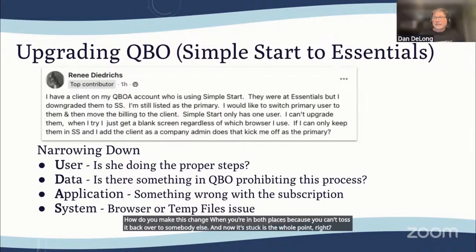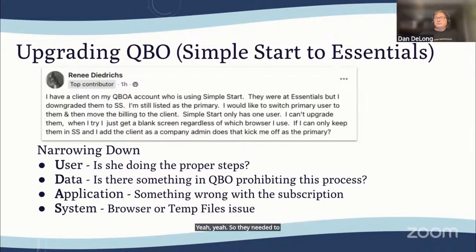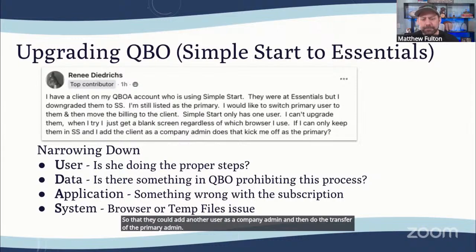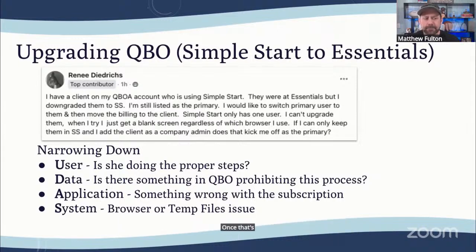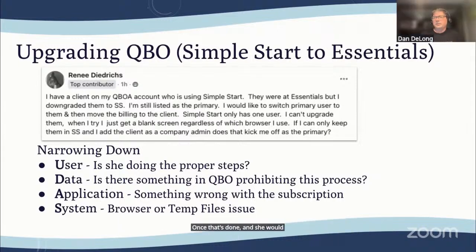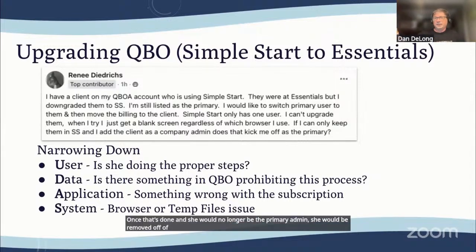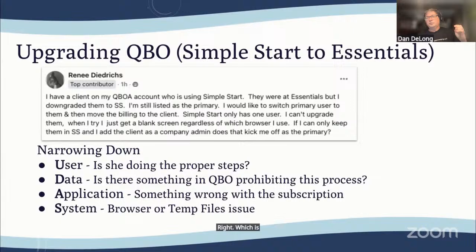Yeah. So they needed to be able to upgrade to Essentials, at least for a day, so that they could add another user as a company admin and then do the transfer of the primary admin. Once that's done, she would no longer be the primary admin, she would be removed off of the manage users altogether and only be in the accountant firms section, right? Which is fine for Simple Start if you are already that way, right?